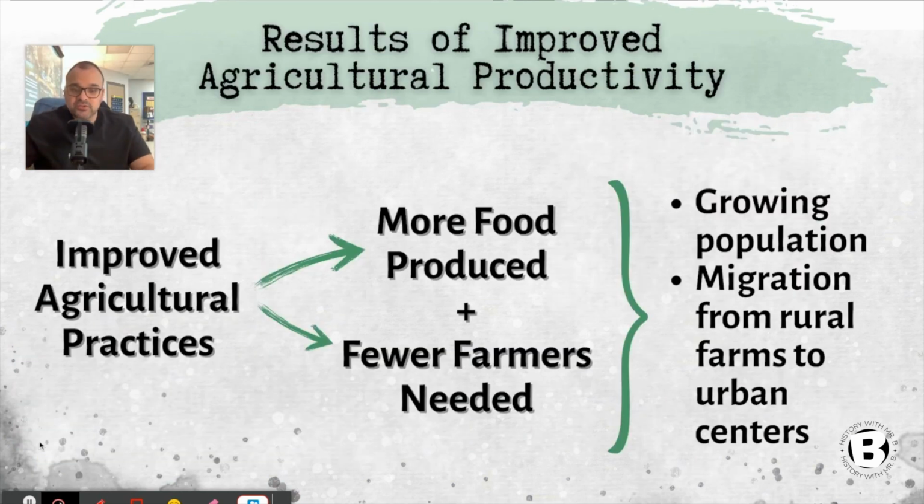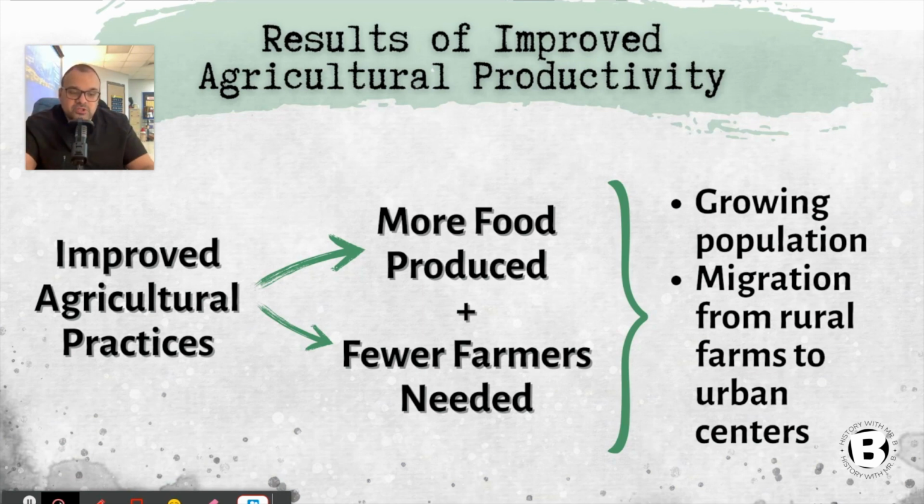So the result of those innovations, that improved productivity, leads to higher agricultural yields, right? So again, improved agricultural practice results in more food produced, and with more food available, there's more population, right? And fewer people face food scarcity, fewer people are dying because of famine, etc. A growing population.